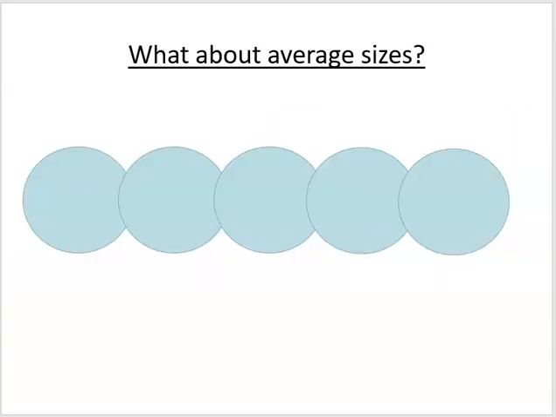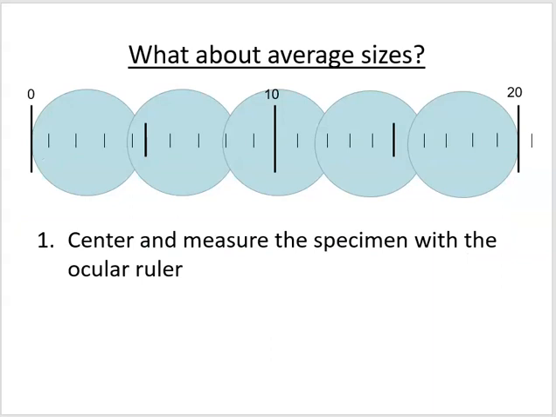And then sort of the last thing to think about is, what about average sizes that we keep seeing in the lab manual? Well, say you have a string of cells that I've drawn right here, and you've magnified these cells 400 times total with your 40x objective dialed into place. And say your ocular ruler looked kind of like this. I've blown this up in the cartoon so that it's more readily visible.